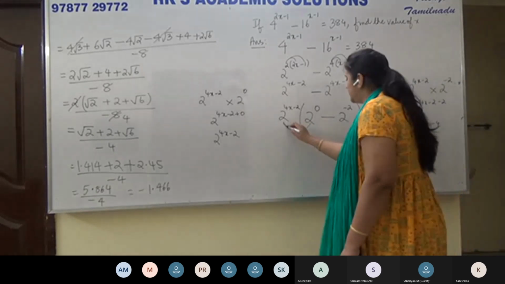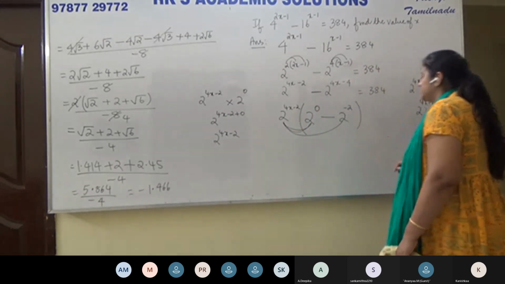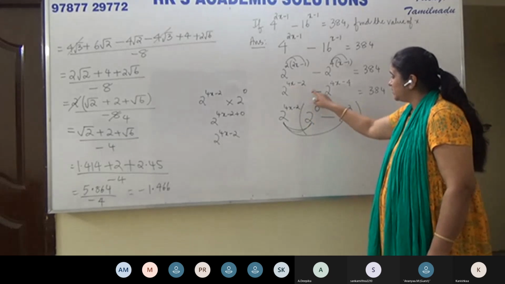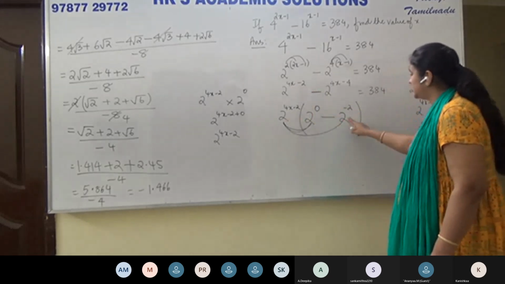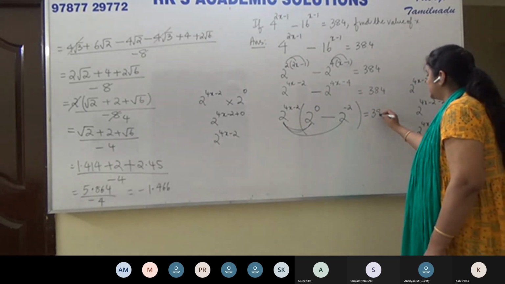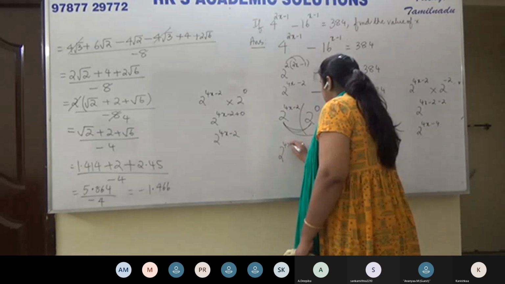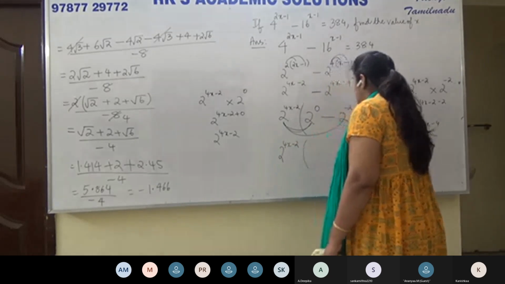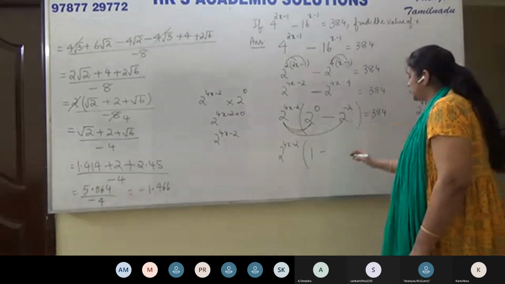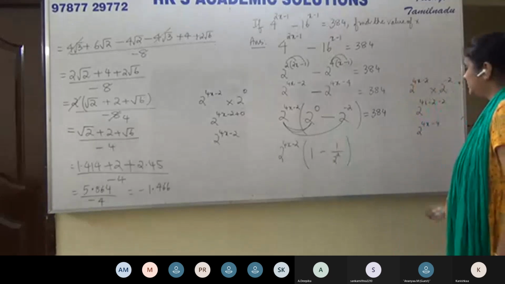Please understand that the product of these two will give us this first term and the product of these two will give us the second term. The product of this and this will give us the first term, minus the product of this and this will give us the second term, is equal to 384. Now 2 to the power 4x minus 2 outside as it is. 2 to the power 0 is 1, minus. We know that 2 to the power minus 2 can be written as 1 by 2 square.